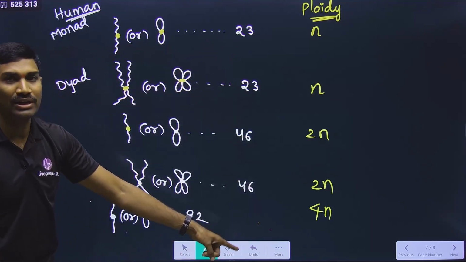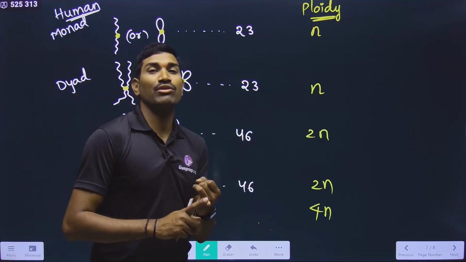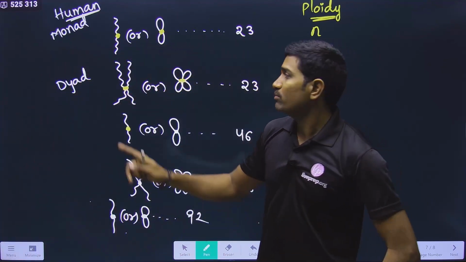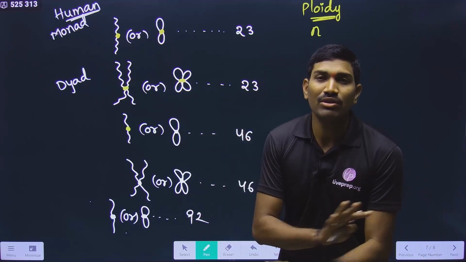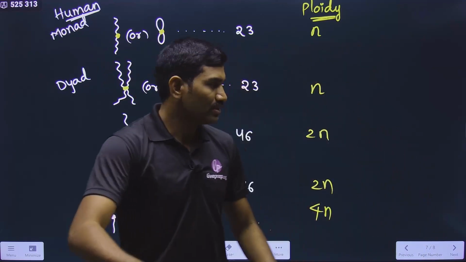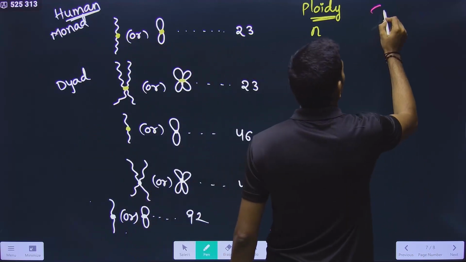I hope now you understood the ploidy. For the ploidy, you need the number of chromosomes. How are you getting the number of chromosomes? It is based on the number of centromeres, not based on the number of chromatids. Clear? Over. Now we will go with the C-value.